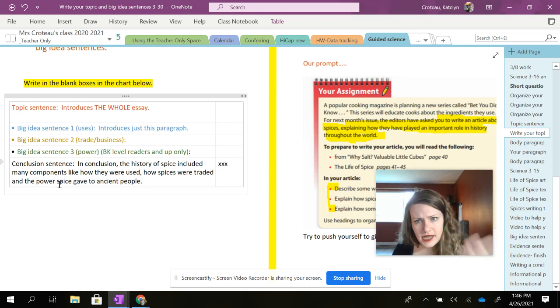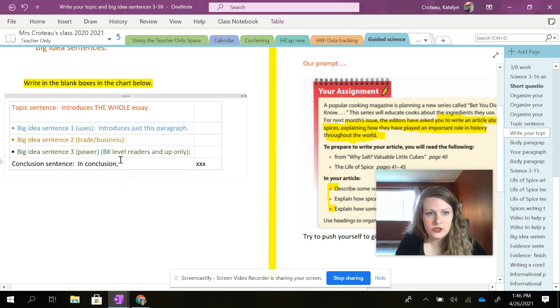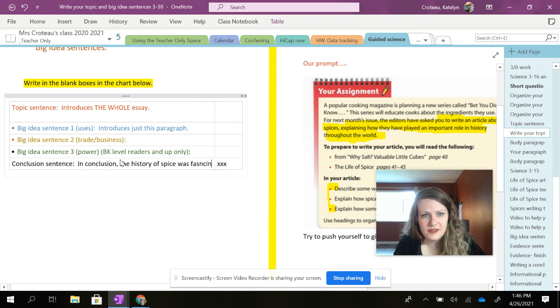So that's more of a restate, essentially. You could make it less fancy too. You could literally say, in conclusion, the history of spice was fascinating, or whatever. Pick your own words.